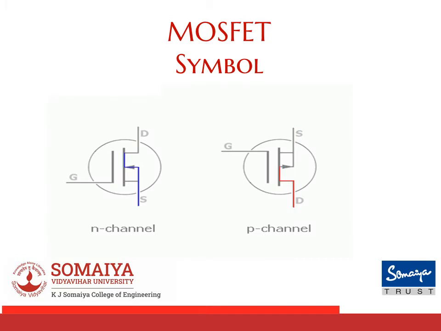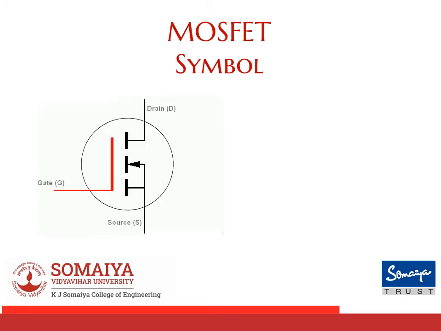Since there are two devices, depletion and enhancement, there are two different symbols. The ones shown here are for the depletion MOSFET, N channel and P channel. Now the one shown here is the symbol used for my enhancement MOSFET. If you see, there's a difference between the symbols. The difference is that in this case the source, drain and channel are separated, as compared to the one I had shown earlier, which was my depletion.